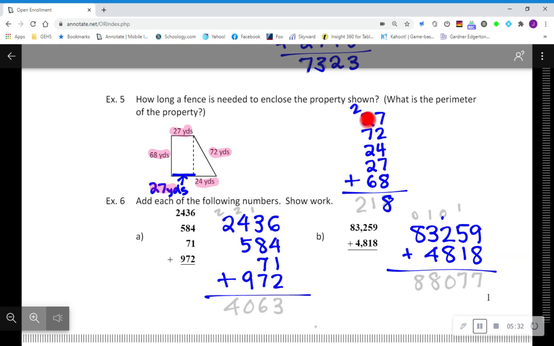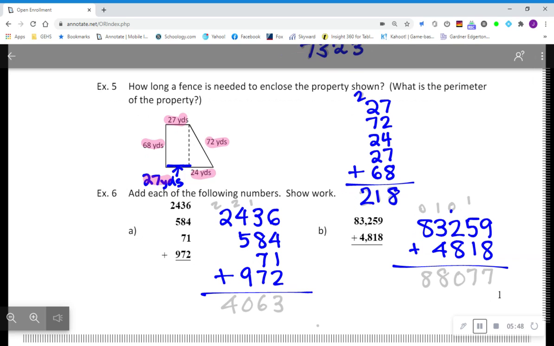So there's 4, and 7 is 11. 11 and 2 more, 13. 13 and 2 more, 15. 15 and 6 is 21. So our grand total here is 218 yards. That's the distance around that yard or property. Okay, we've got a couple more examples of just adding here.